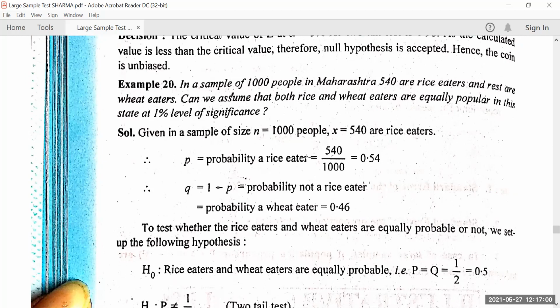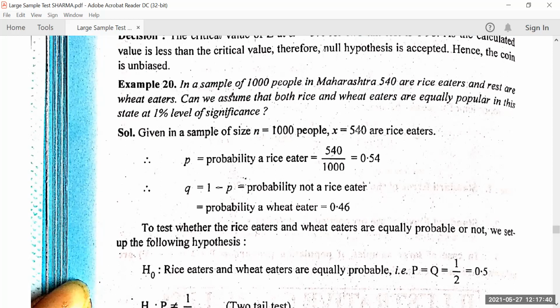They are asking whether both rice and wheat eaters are equally popular. It means the probability of rice eaters and wheat eaters is the same, that is, as many people eat rice as eat wheat. Okay. So whatever we have been given, we will do accordingly. We have been given a sample of size n. X is equal to 540. X is what they have taken, given the sample of size n, 1000 people.